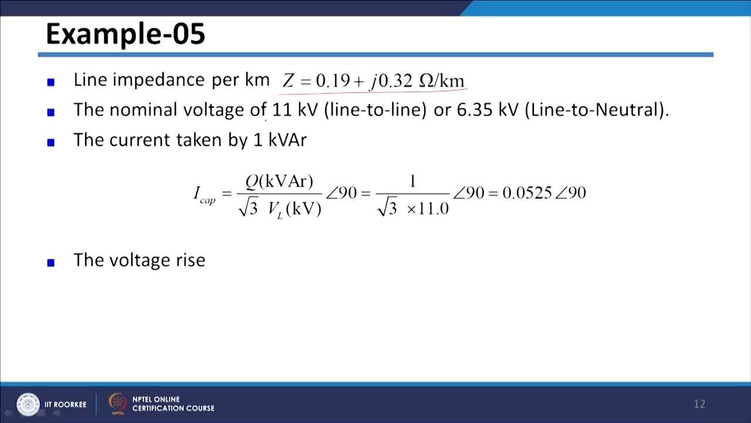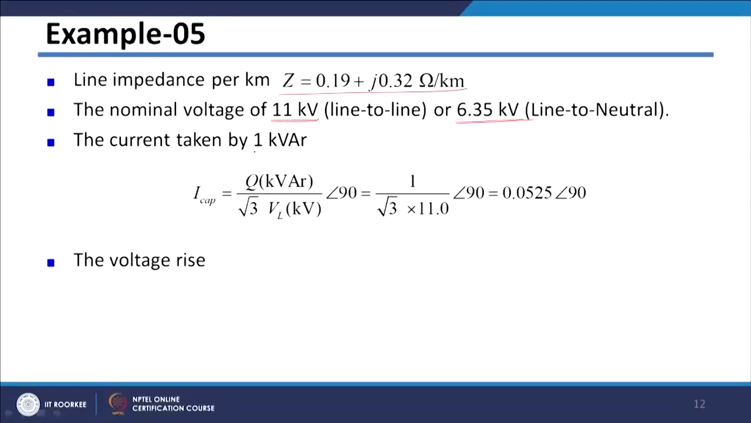Nominal voltage of your feeder is 11 kV. Therefore, phase to neutral voltage or line to neutral voltage will be 6.35 kV. And in this case, we want to calculate the current taken for 1 kVAR load, because we want to calculate the K rise factor, which is basically percent voltage rise per kVAR per kilometer. So, to get current per kVAR, we need to calculate current for 1 kVAR. In that case your current will be given by this equation.